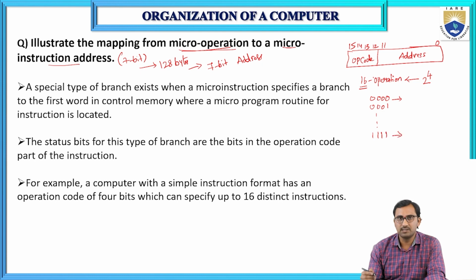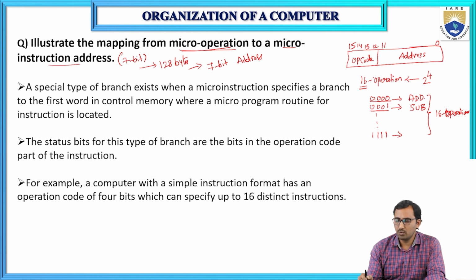We specify to perform a certain operation like add when the opcode bits are all zeros. Similarly, we specify to perform subtraction when the opcode bits are 0, 0, 0, 1. Like that, in total we can specify 16 operations.